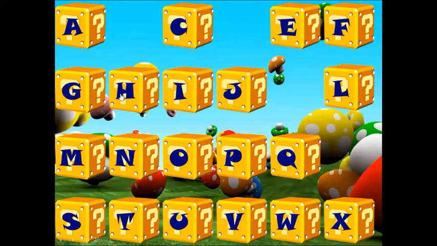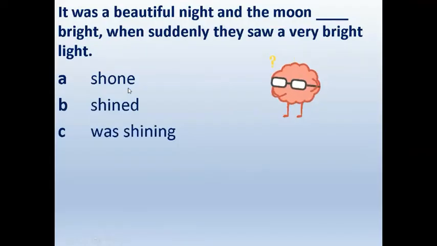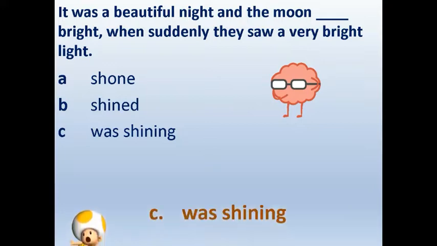Let's see letter H. Look at the sentence here. It was a beautiful night and the moon, blank, bright, when suddenly they saw a very bright light. What is the correct answer? Shone, shined, or was shining? Here we have description. It was a beautiful night and the moon, yes, was shining. Very good. Bravo. Good.